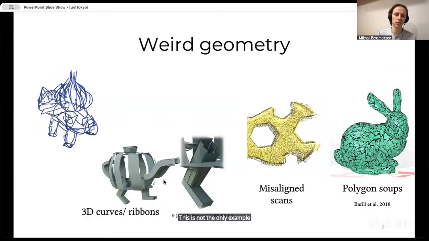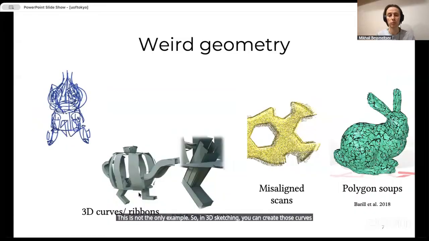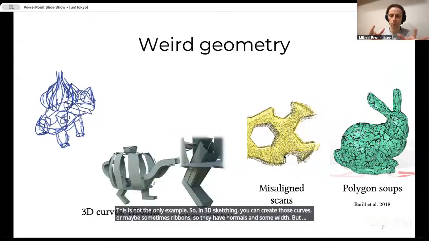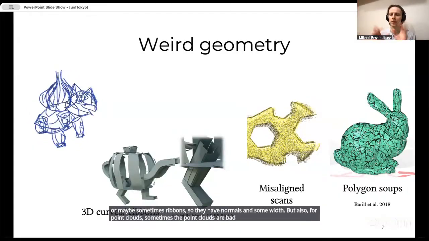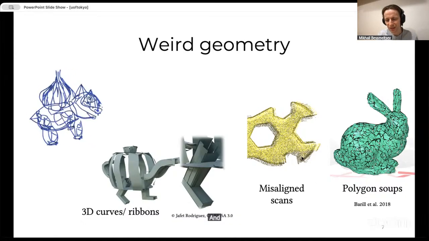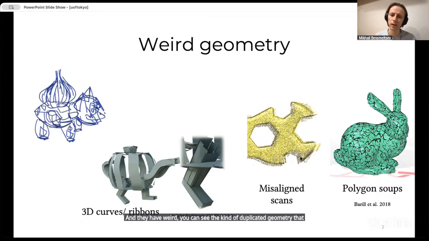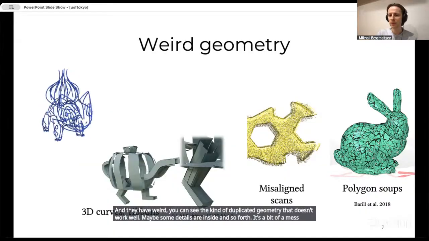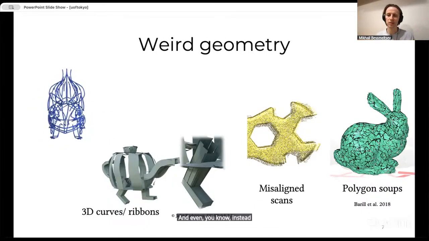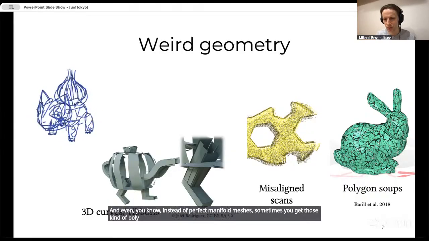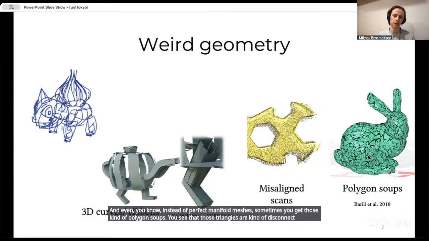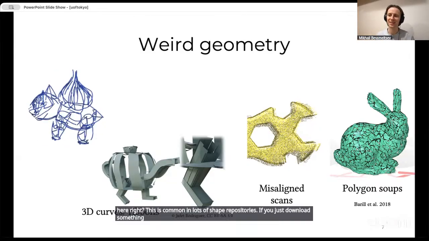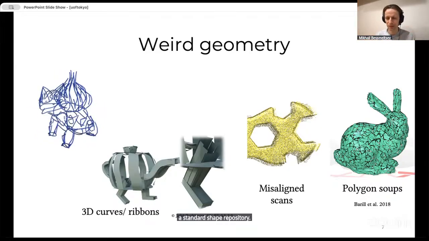This is not the only example. In 3D sketching, you can create curves or sometimes ribbons, so they have normals and some width. But also for point clouds, sometimes the point clouds are bad. For example, they come from misaligned scans and have duplicated geometry that doesn't work well, maybe some details are inside and so forth. It's a bit of a mess. And even instead of perfect manifold meshes, sometimes you get polygon soups. You see those triangles are disconnected here. This is common in lots of shape repositories. If you just download something from a standard shape repository, you'll get all those crappy triangles.